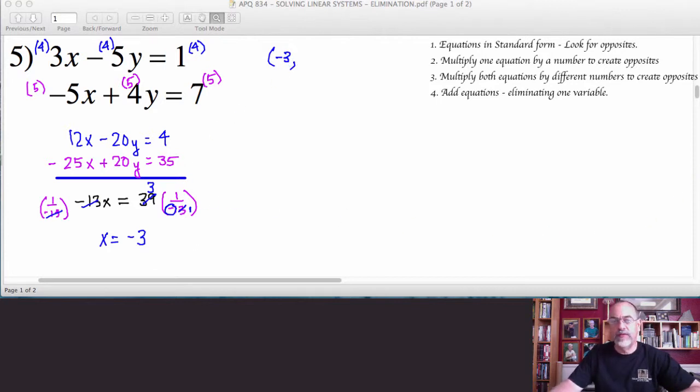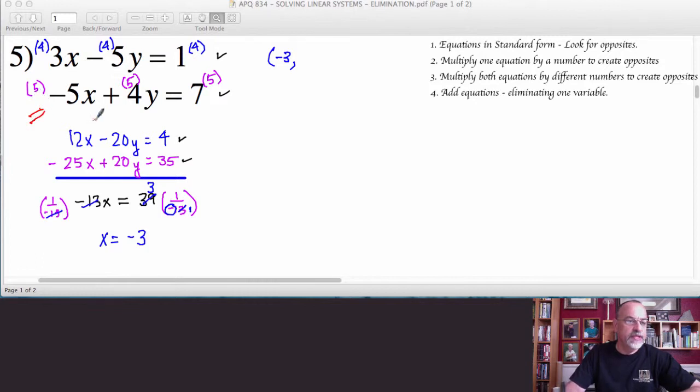To determine the y value, I can go back to the original two or even the two new equations that I created. It does not matter which one I use. I can use whichever one I would like. And let's see. I'm going to go back to the second equation here.